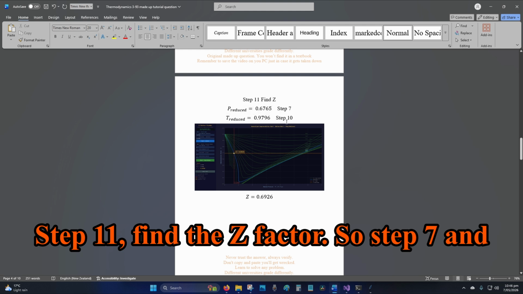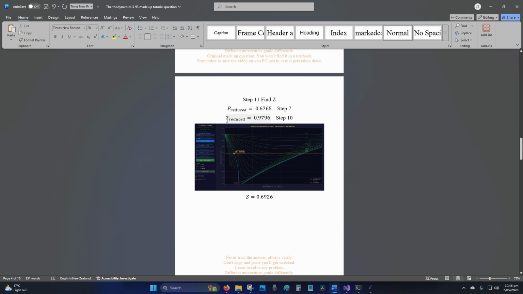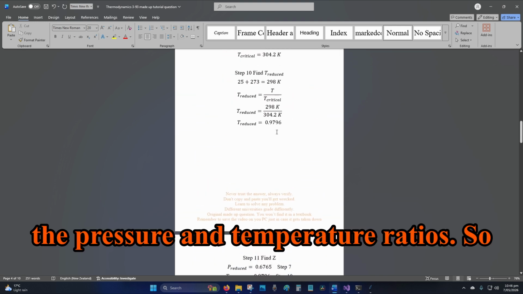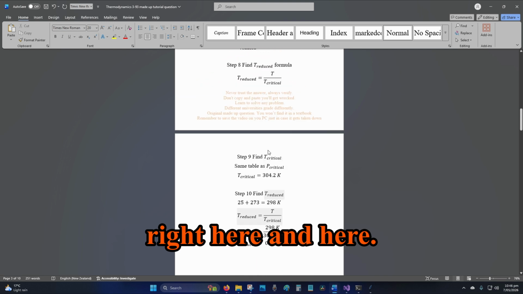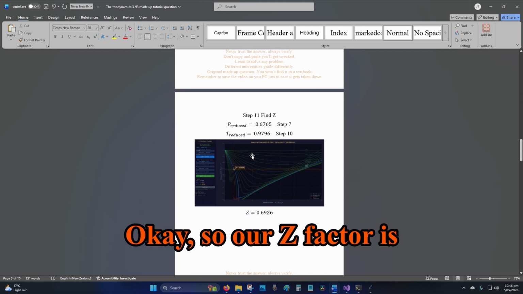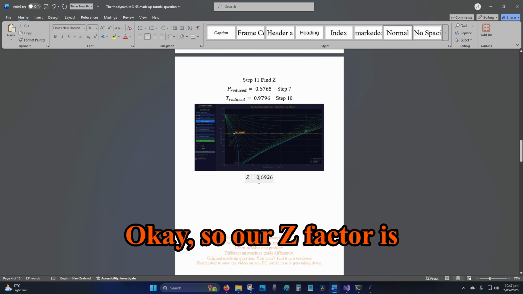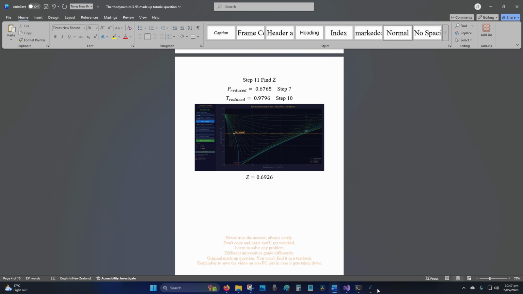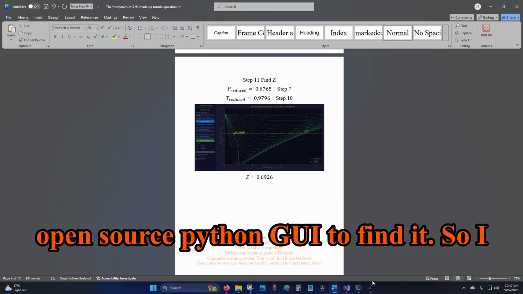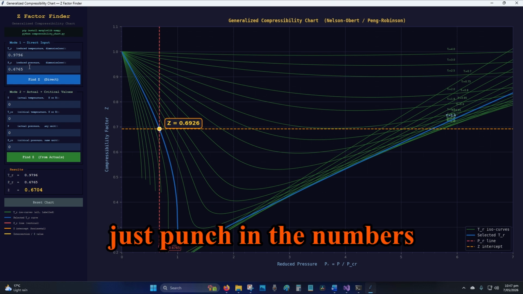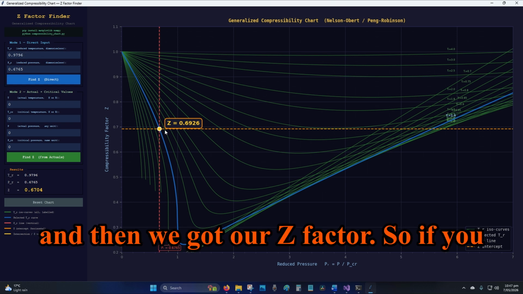Step 11, find the Z factor. So step 7 and step 10 respectively give the pressure and temperature ratios, right here and here. Our Z factor is 0.6926. I'll just open up the open source Python GUI to find it. I just punched in the numbers and then we got our Z factor.